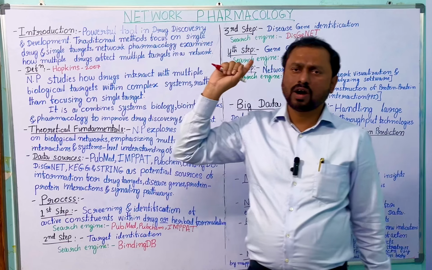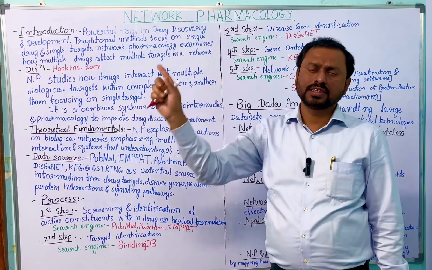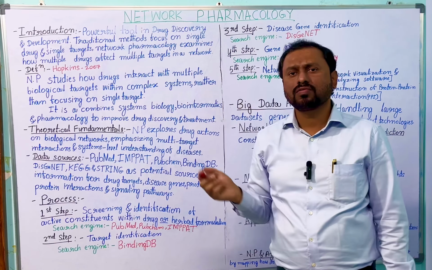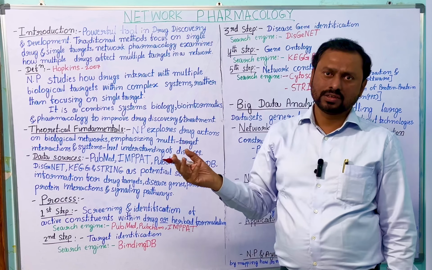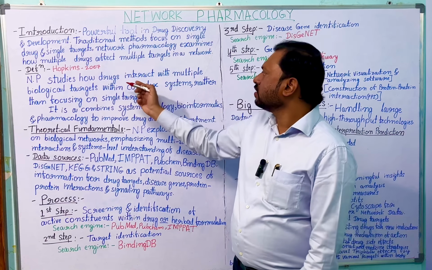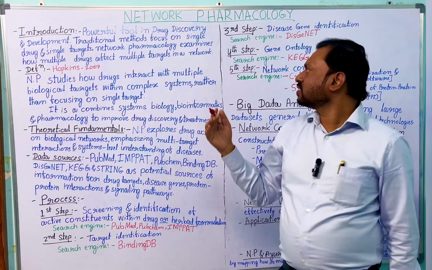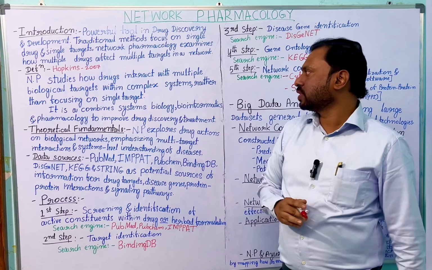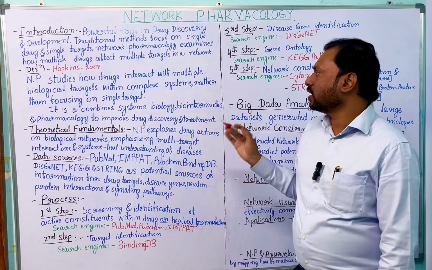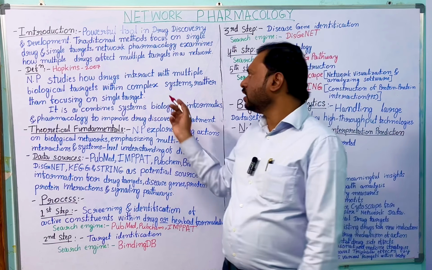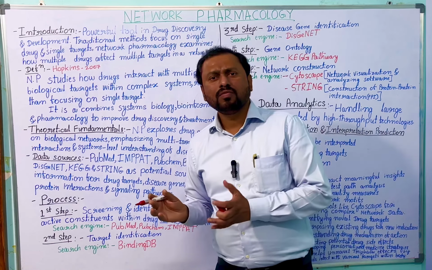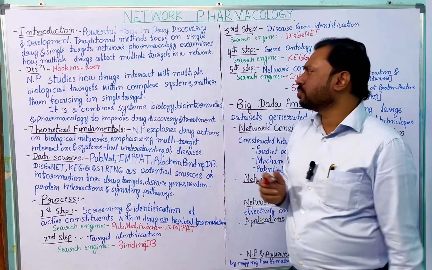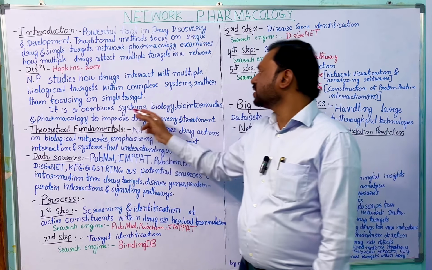Traditionally we use a single drug and single target. This network pharmacology is a study of how a drug interacts with multiple biological targets within the complex system rather than focusing on a single target. Now this science is a combination, a combined system.